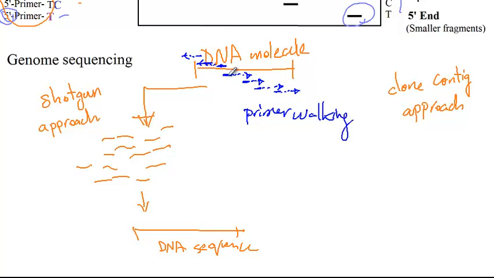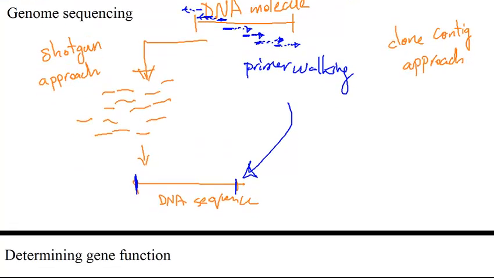Basically, we have to find out the DNA sequence of the downstream DNA in order to create a new primer, find out more sequence, create a new primer, find out more sequence, and create a new primer. So this is called primer walking, using the clone contig approach, and then in the end we put all the data together to find out the DNA sequence of the entire genome. So that's about it for DNA sequencing and genomic sequences.